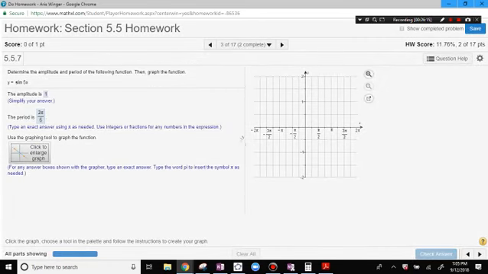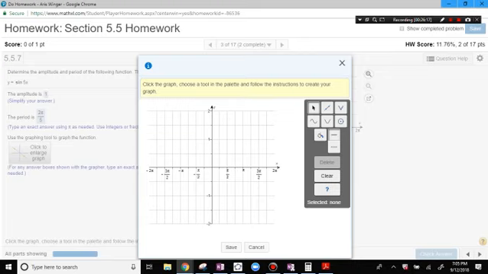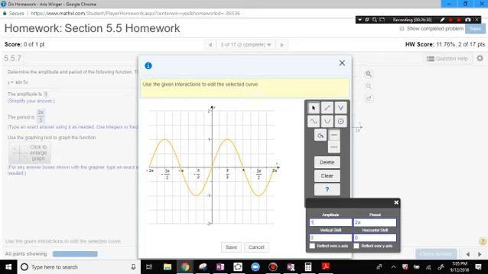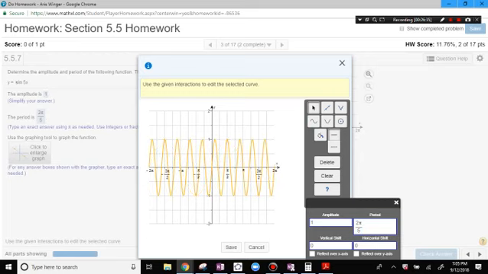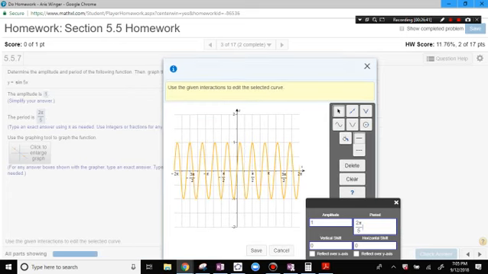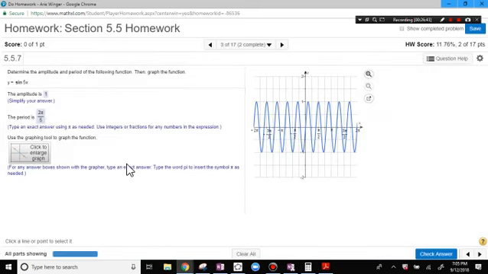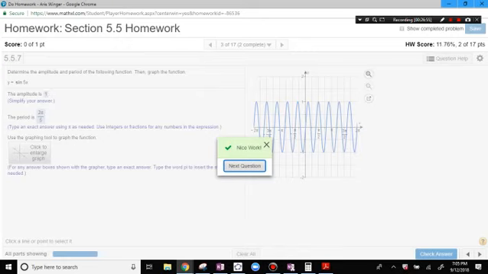Graph it. You simply need to put that stuff in. This is a sine graph. The amplitude is 1. The period is 2 pi over 5. Press enter. And that's the only thing you're doing to it. Okay. Do they want the original? Determine the amplitude and then graph the function. So I think that's the only one it wants. It did not even want the original. So the first couple asked for the original. This one just asked for that function.